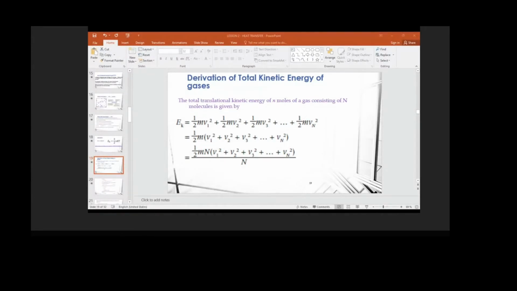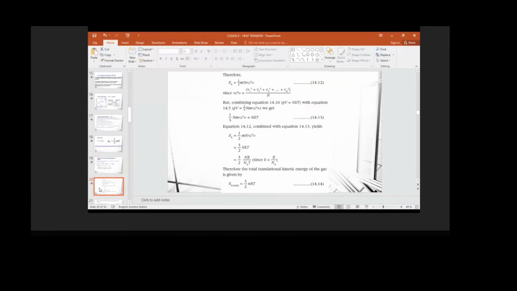Now, the common thing here is that the mass is constant. So we can take half mass out, and then all we're left with is just adding the individual velocity squares together. Now, half m times the number of molecules. So all we're doing is just adding the number of molecules present in the equation, and then we go to this part.